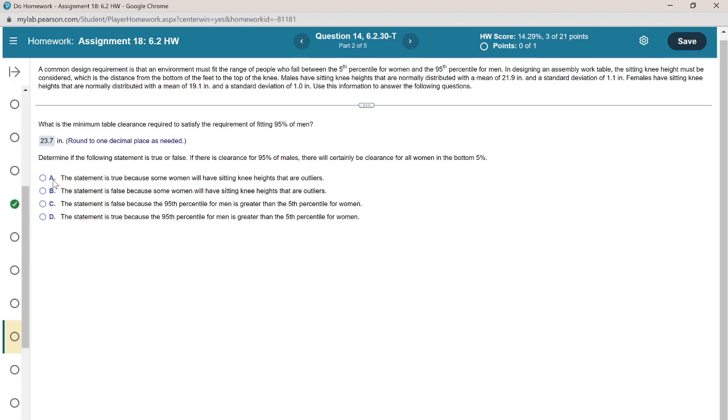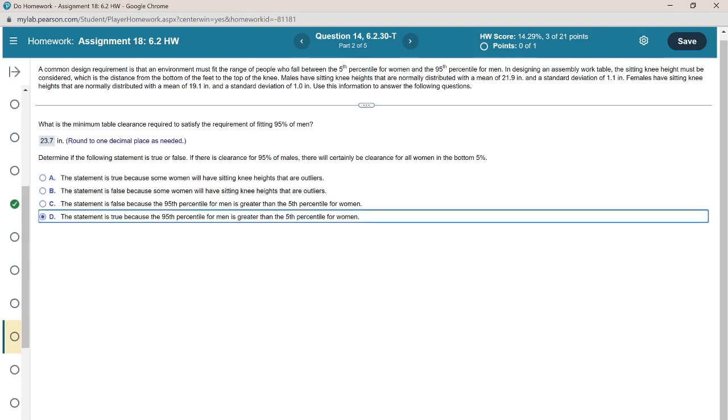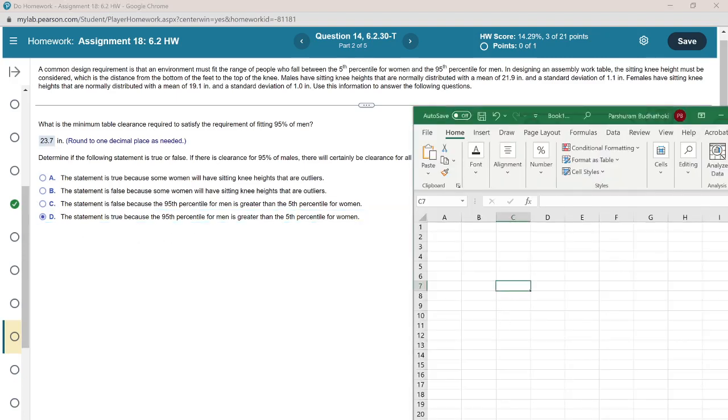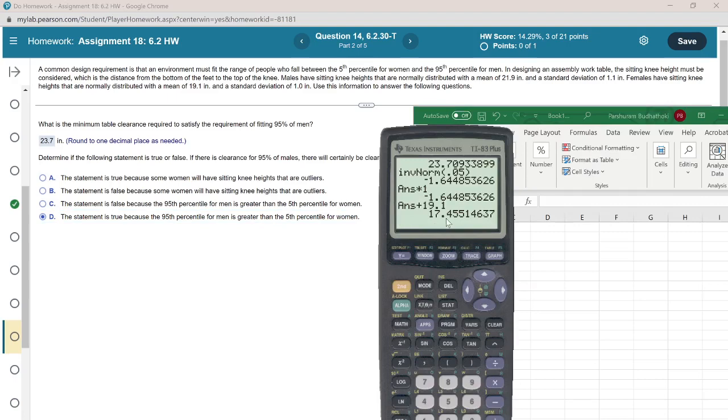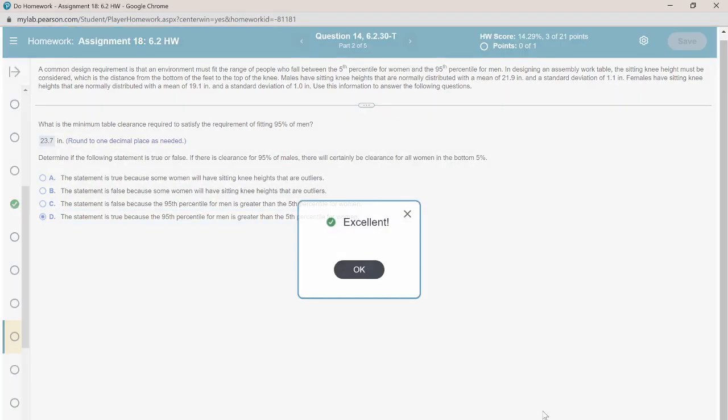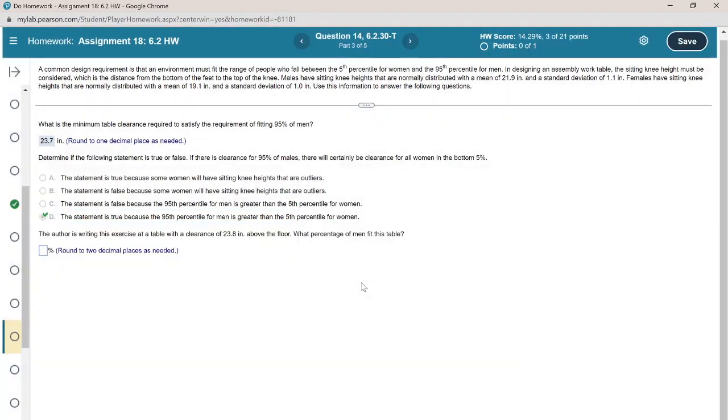So what is the answer? The statement is true because some women will have sitting knee heights that are outliers? No. The statement is true because the 95th percentile for men is greater than the 5th percentile for women, and that's what we saw. The 5th percentile for women is 17.455. Okay.